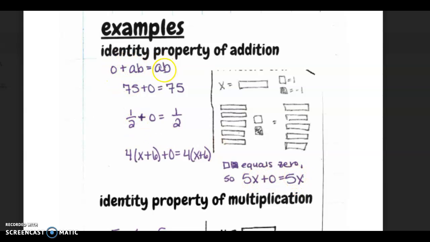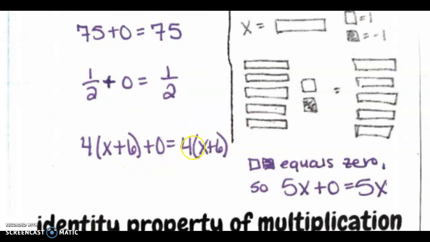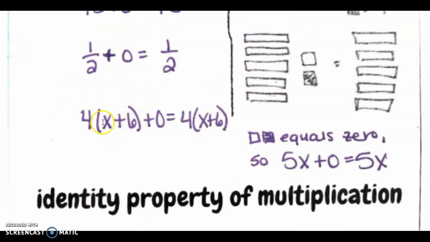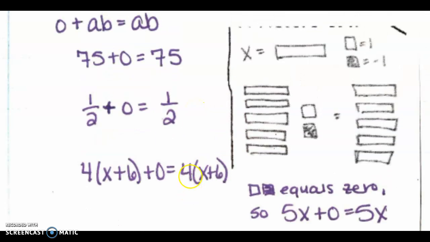0 plus ab equals ab, 75 plus 0 equals 75, 1/2 plus 0 equals 1/2. And then here's a funky one. This is an example where I feel like your brain would look at this and think, oh, this is distributive, or oh, this is associative, just because you see these grouping symbols. But if you really look at this, you have 4 times the quantity x plus 6, plus 0. So you have this junk plus 0 is equal to the junk. If you have something plus 0 equal to that something, then you know it's the identity property of addition.